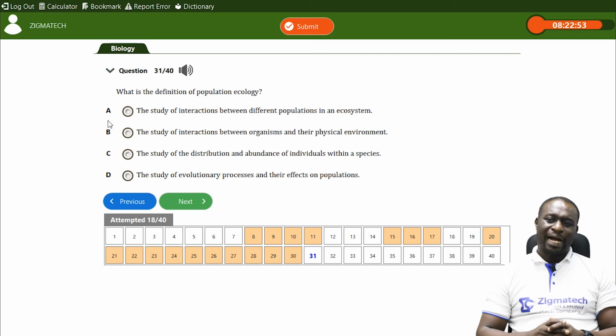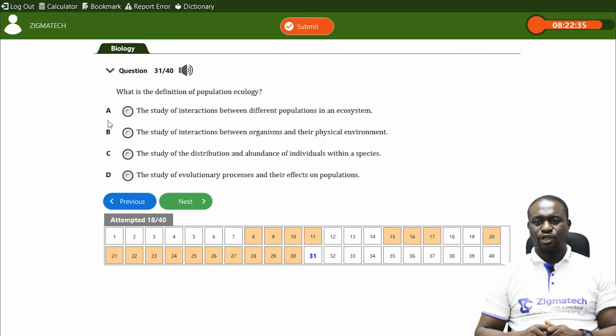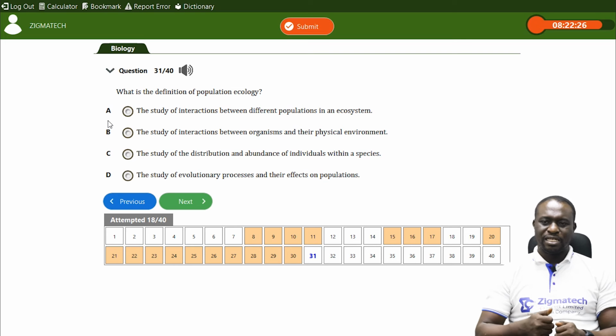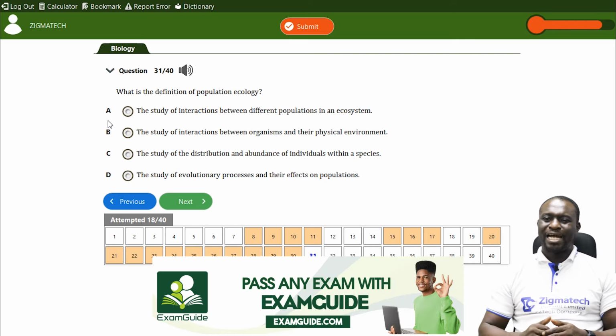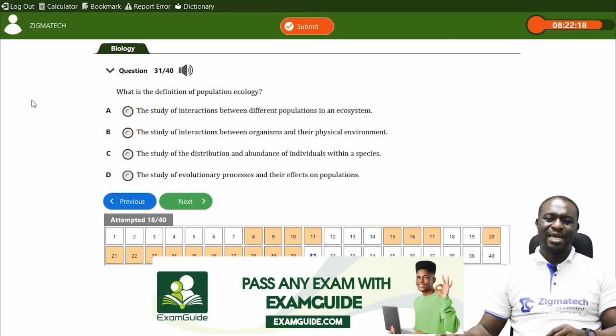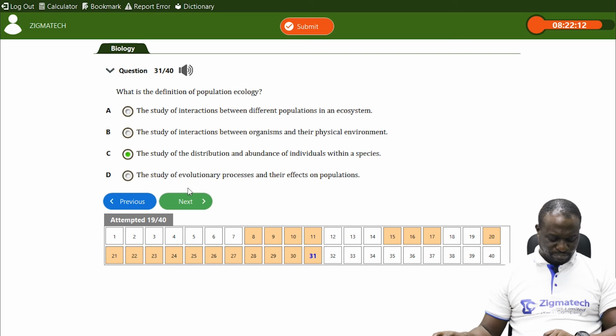Option D is totally out of the question. Options A and B are almost similar. A says there is interaction between different populations, only populations in an ecosystem, while option B says it's a study of the interaction between organisms and their environment. But population talks about the abundance of things, the number of individuals in a particular place. So it has to do with the study of the distribution and abundance of individuals within a species. So my correct option is C.